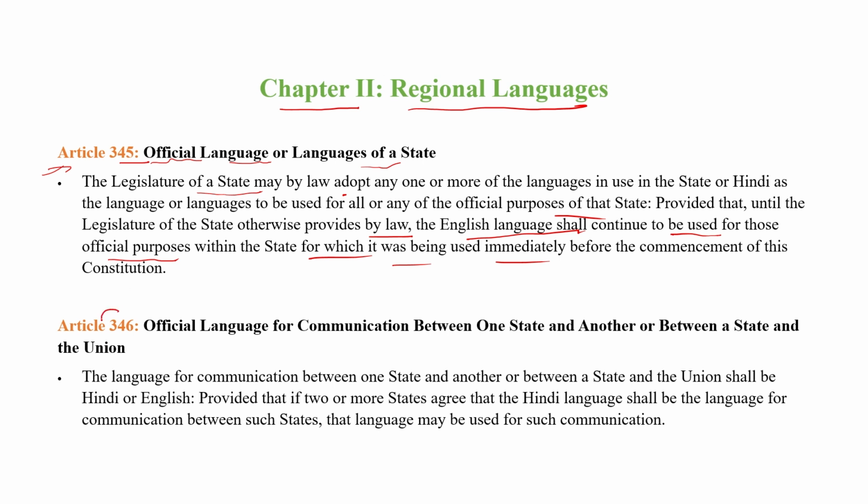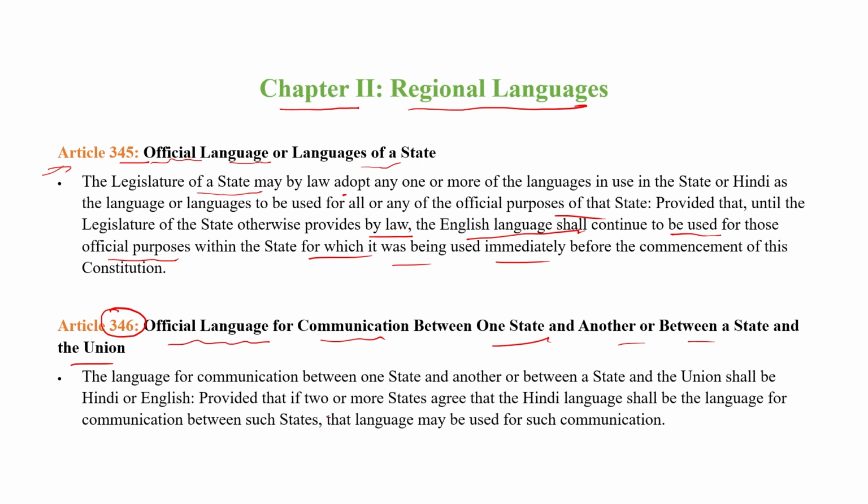What is Article 346? It explains the official language for communication between one state and another state, or between a state and the Union. According to Article 346, the language of communication between one state and another, or between a state and the Union, shall be Hindi or English only. So two states can communicate in English or Hindi, and a state and the center can communicate in English or Hindi. It is specified under Article 346 that either English or Hindi can be used as an official language to communicate between two states.